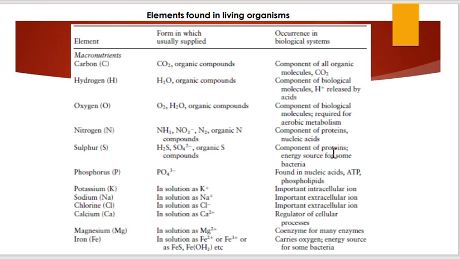So hydrogen is a component of biological molecules, with H plus being released by the acids. So when you have higher H plus or higher electrons of your hydrogen, basically it is released from the different acids. Okay, so we also discuss oxygen. What are the forms that contain oxygen? We have O2, we have water, and other organic compounds. Oxygen is a component of biological molecules and it is required for aerobic metabolism.